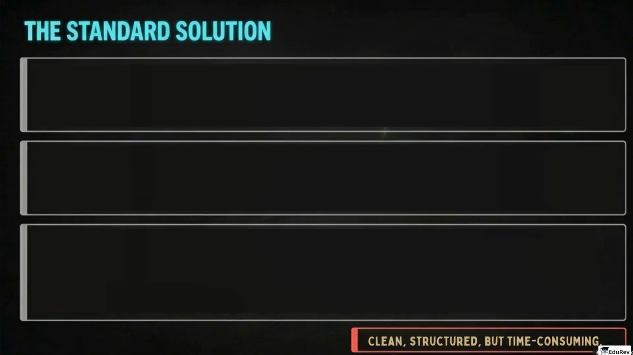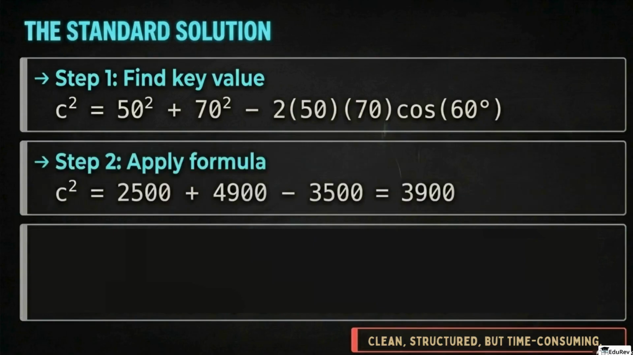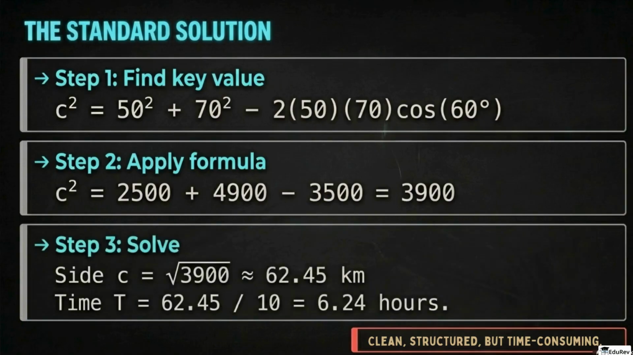The standard solution follows the clean geometric path. First, substitute directly into the law of cosines using the given values. Then simplify to get C squared equals 3900, which gives C approximately 62.45 kilometers. After that, divide by the speed to get the time, which comes to about 6.24 hours. The solution is correct and structured, but it is also the kind of process that can feel a little slow under pressure, which is exactly why shortcuts matter.